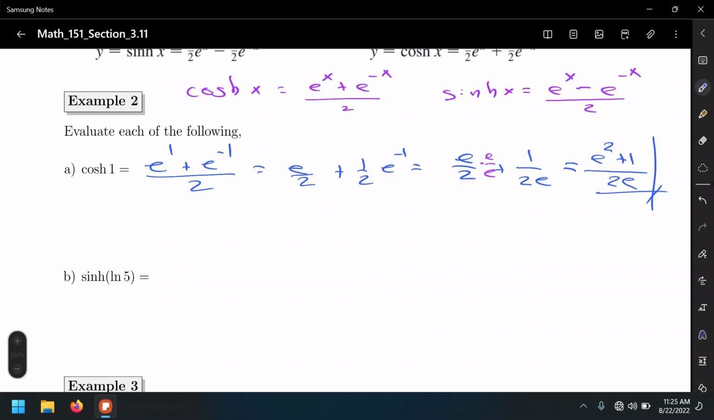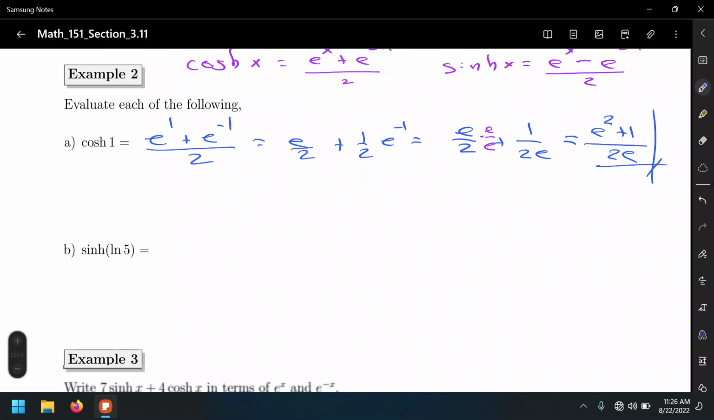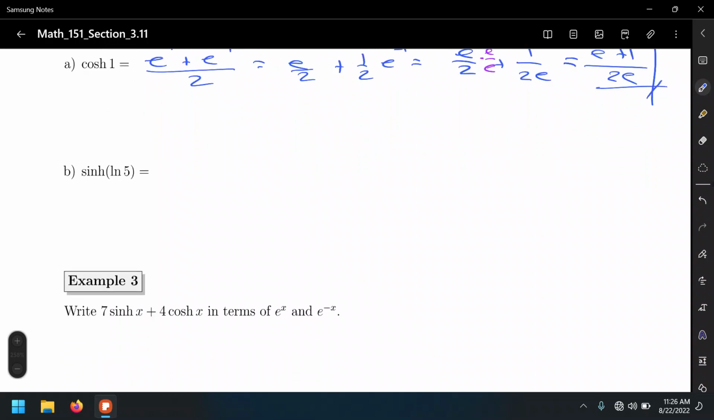Are there any questions about this exercise? All right, let's move on to letter B.